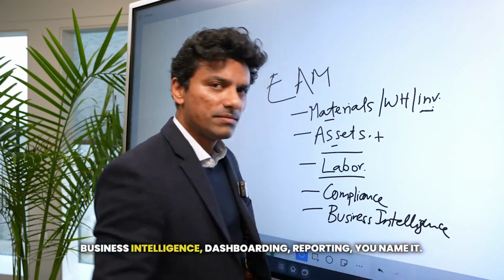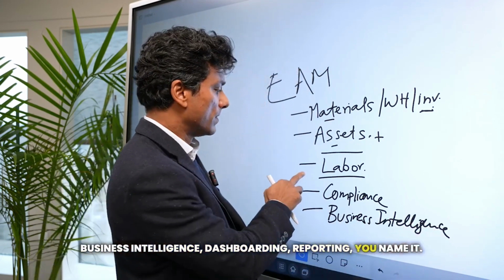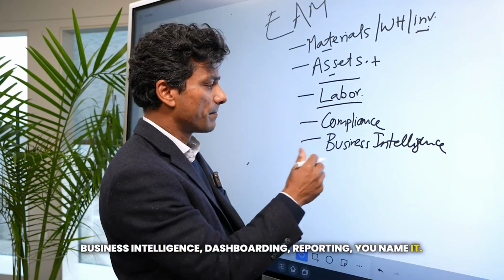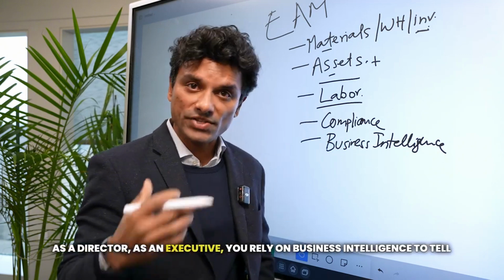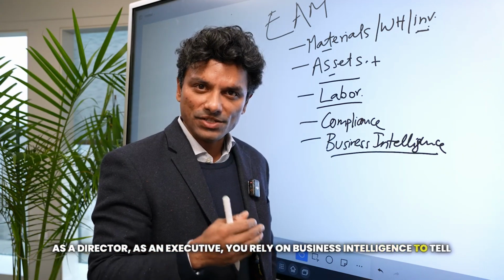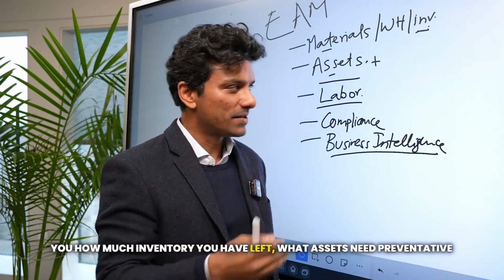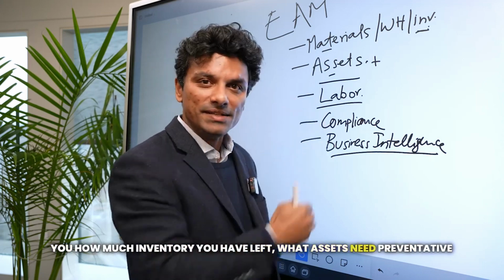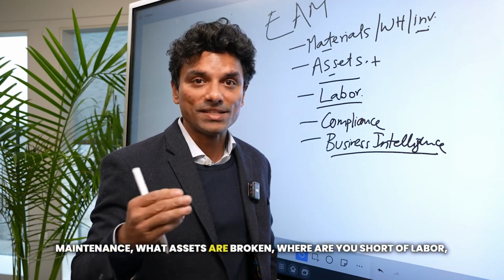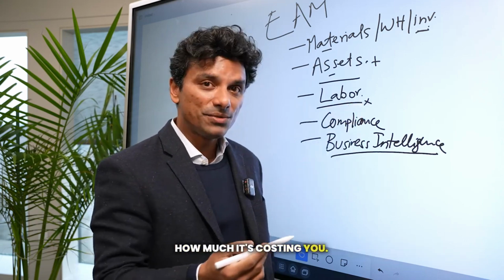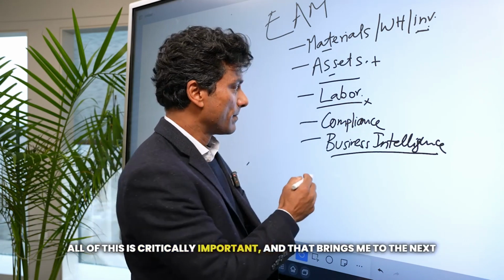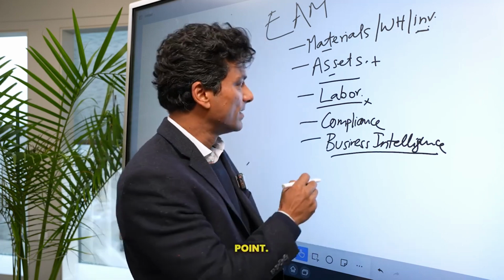Business intelligence, dashboarding, reporting, you name it. Very important to know what is going on. As a director, as an executive, you rely on business intelligence to tell you how much inventory you have left, what assets need preventative maintenance, what assets are broken, where you are short of labor, how much it's costing you. All of this is critically important. And that brings me to the next point.